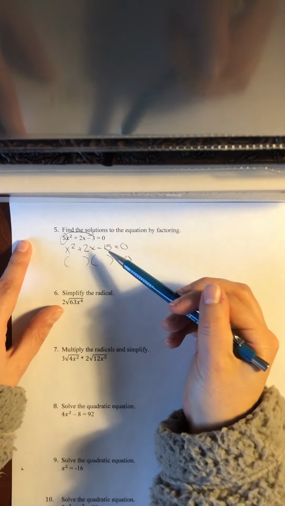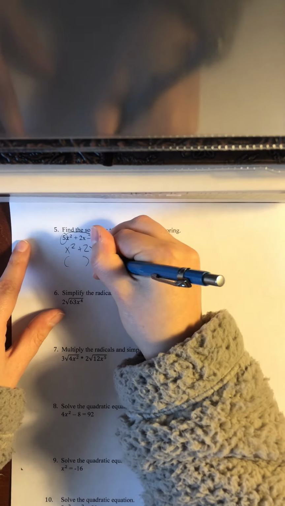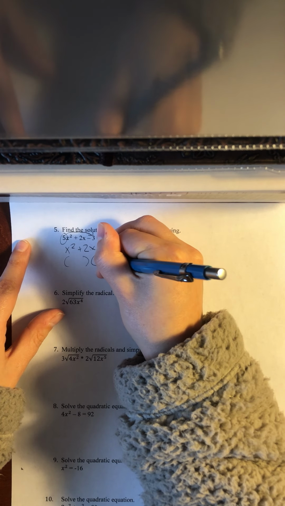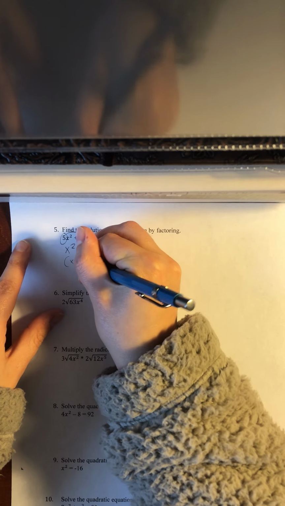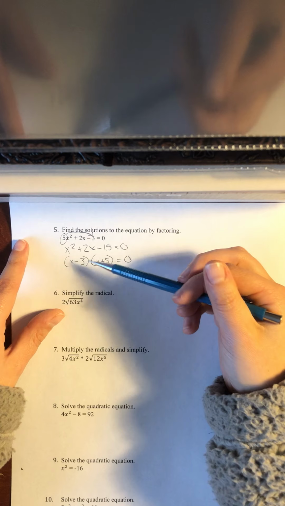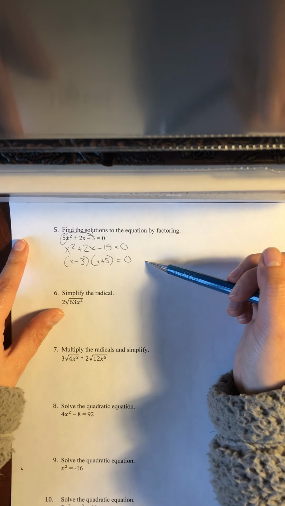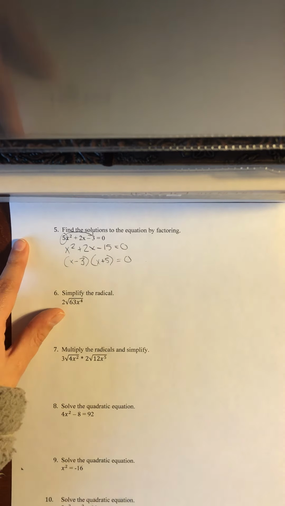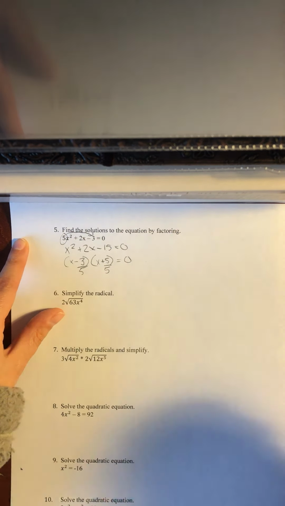What two numbers multiply to negative 15 and add to 2? That would be positive 5 and negative 3. Now, a lot of you are forgetting to divide. Some of you are just setting the factors equal to 0 now. You can't do that. You have to divide by what we originally slid by, which was 5. So now you should be here.